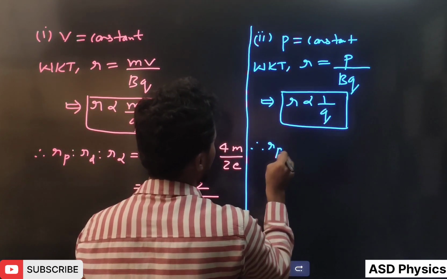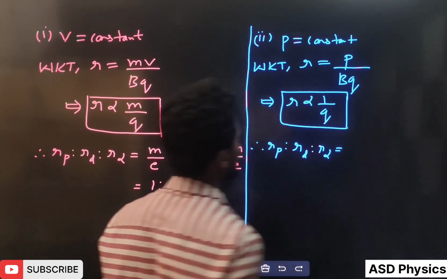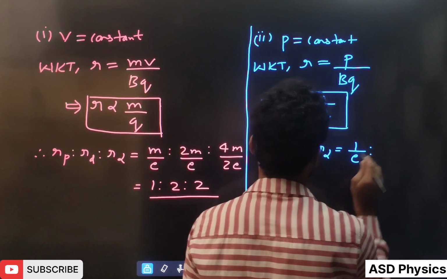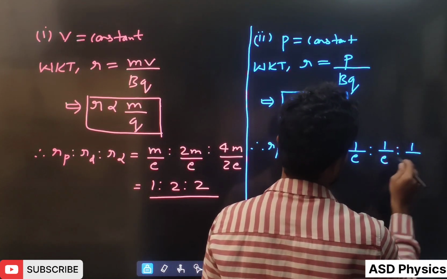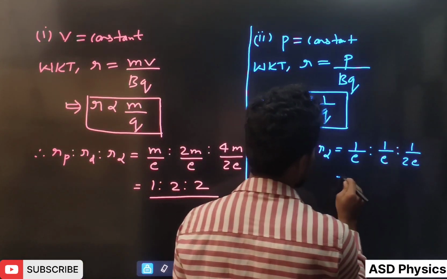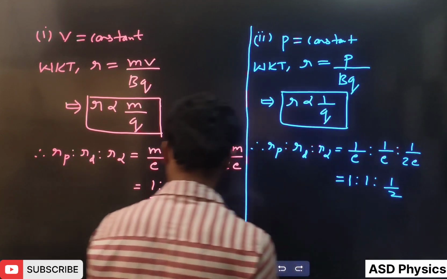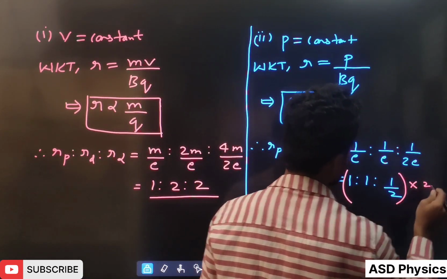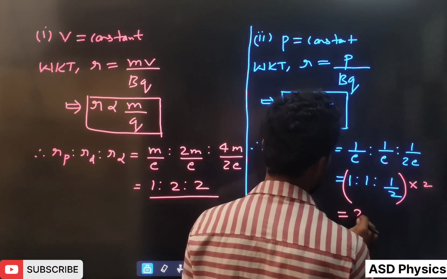Hence, students, we can write here, see, proton, deuteron, alpha particle. What will this become here? We have to see the charge ratio. So see here, proton means 1 by E, deuteron means 1 by E, and alpha particle means how much? 2E. Okay, so again, E will cancel out here. 1 is to 1 is to 1 by 2. Now what I will do here, students, I will just multiply by 2, so that it comes in the regular form of a ratio. So multiply with 2, what will this become here?